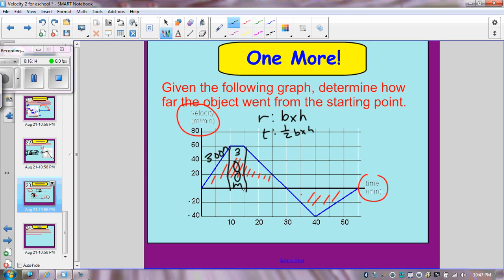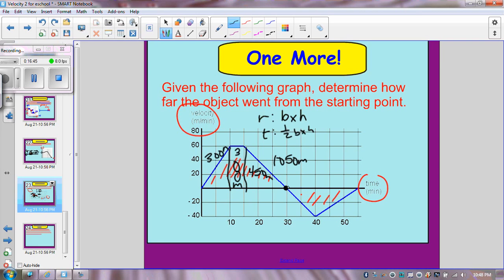This triangle right here is going to go 5, 10, 15 is the base, and the height is 60. So 15 times 60 ends up giving you 900, but we have to divide by 2 because it's a triangle. So 450 would be the displacement for that. So altogether, if I added all that up, 1,050 meters would be the displacement for the first 30 minutes. Now let's look at the area of this triangle.